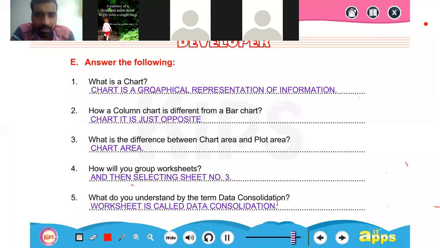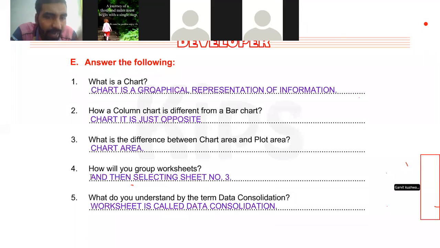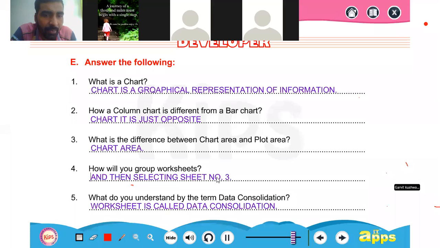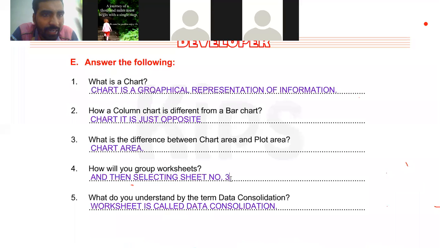Sir, can you tell the fourth answer once again? How will you group worksheet? So we can group worksheet by pressing and holding shift key and then selecting the sheet number 3 or sheet number 4, any sheet number you can write.